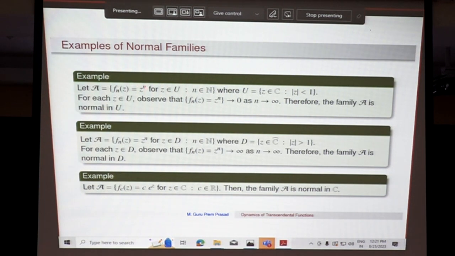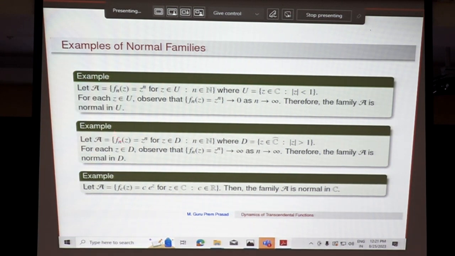I am taking the family, which is itself a countable collection, F_n of z equal to z to the power n. I am taking the domain as the open unit disk, mod z less than 1. Then you take any sequence from this family. Okay. That will converge to 0. Of course, you can show that the convergence is also uniform on every compact subset of the open unit disk. Okay. So for this family, the open unit disk is a domain in which it is normal.